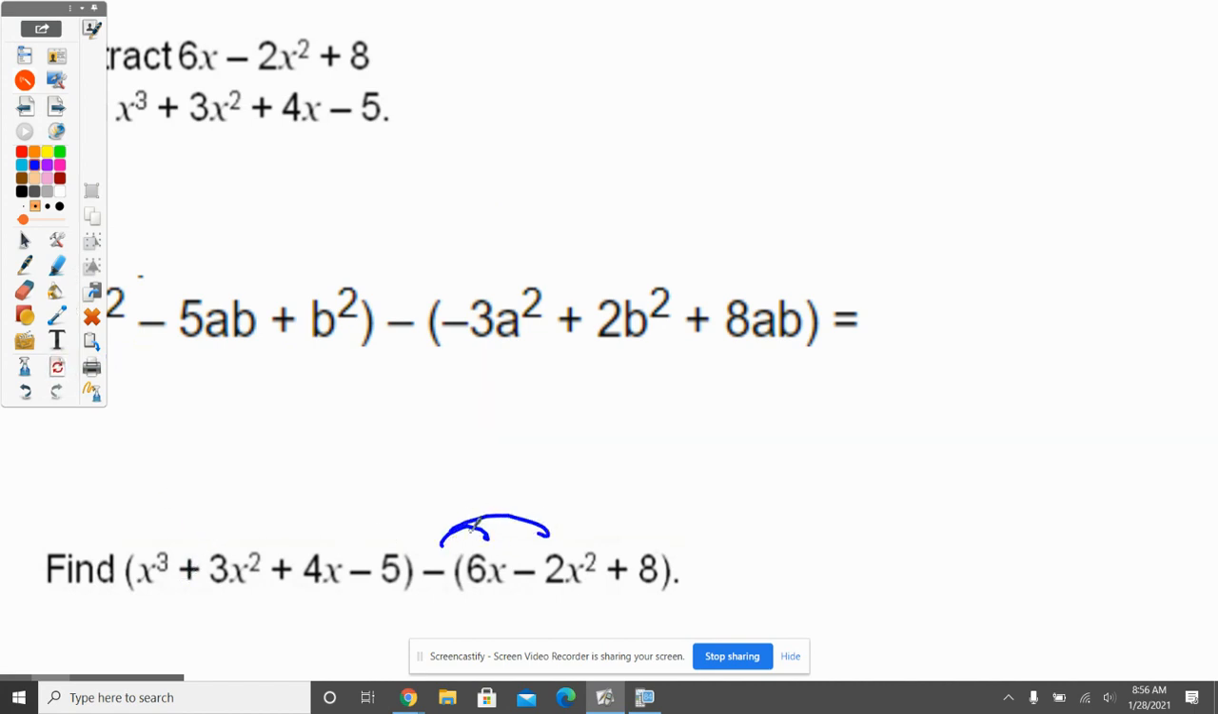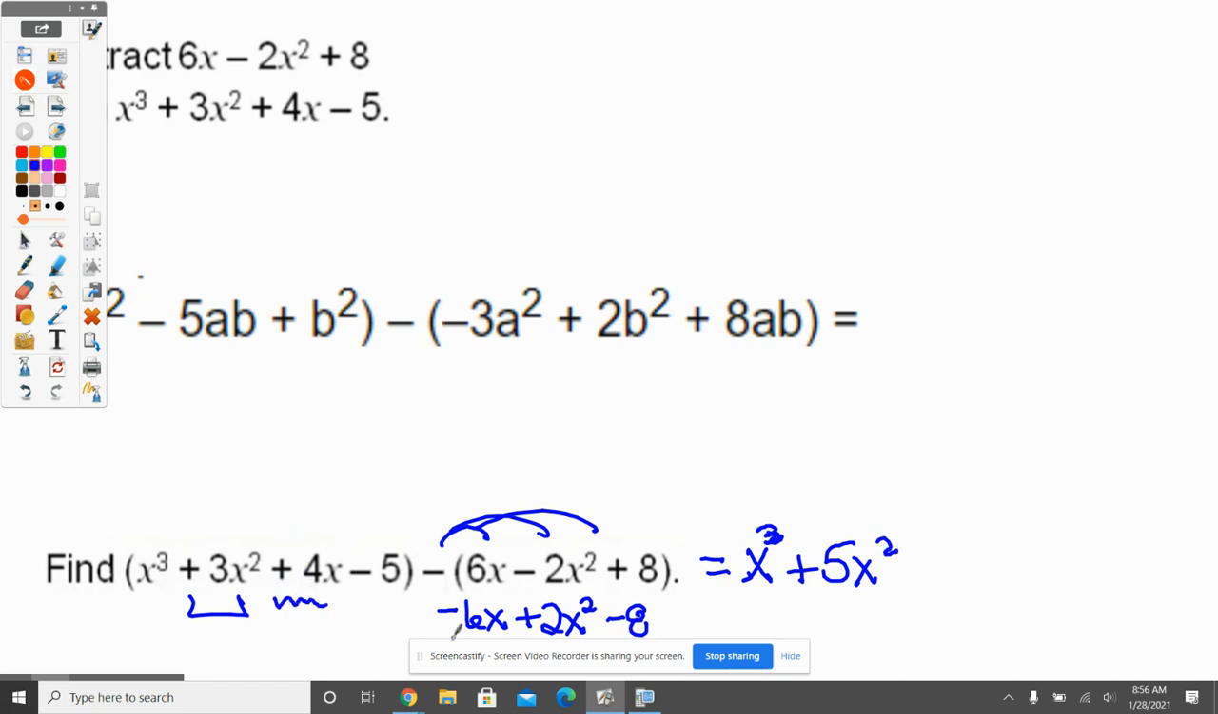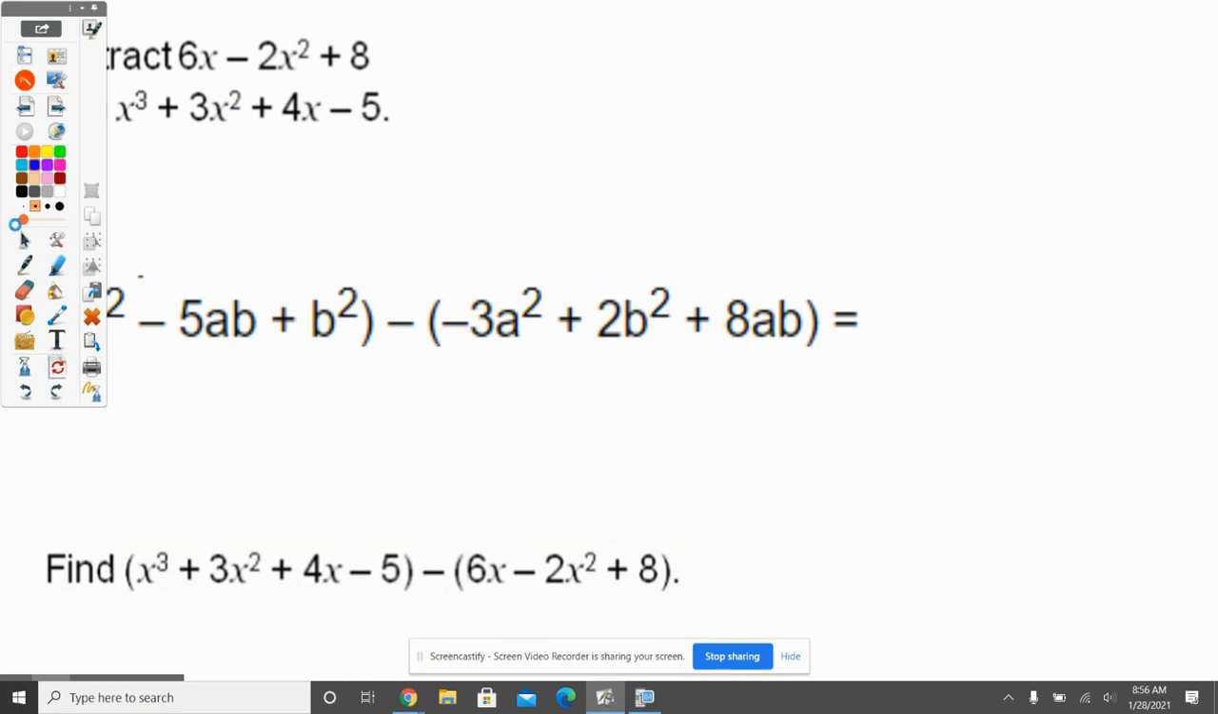And the last one here, go ahead and distribute this as well. So I have a negative 6x, a plus 2x squared, and a minus 8. So x cubed, no x cubes here, so that's all we have. Ooh, a little bad there. 3x squared plus 2x squared, that's a 5 now for my x squared. 4x minus 6x, that's negative 2x. And negative 5 minus 8. Is this the same one as this one? It's the same one as this one. Negative 5 minus 8 is negative 13. Okay, so they just showed you a way you can write it out, I guess.